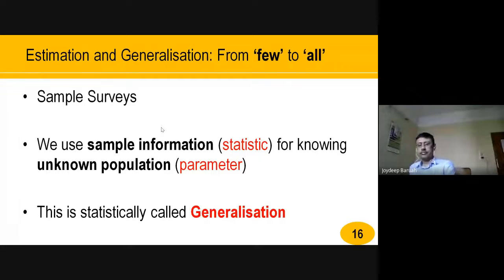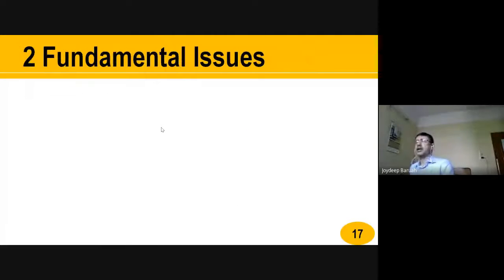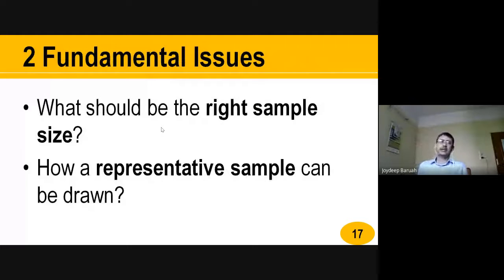All right. And when we try to do a sample survey, we have two issues. I will discuss what the right sample size should be, that is, how many units should be taken to properly estimate the population. Is 200 good enough, is 300 good enough, is 400 good enough? How do you decide about that? And how do you make your sample representative?